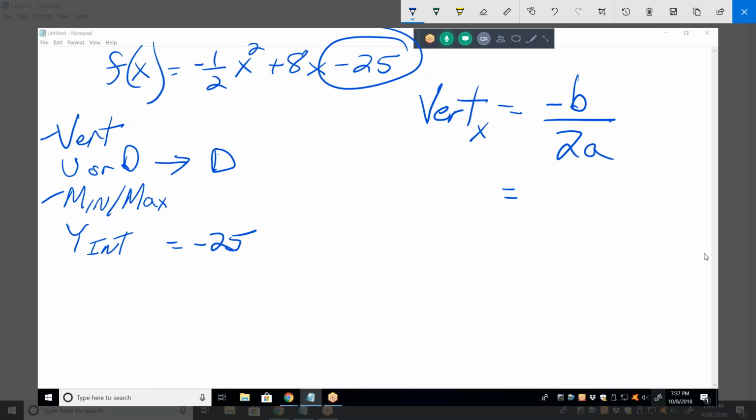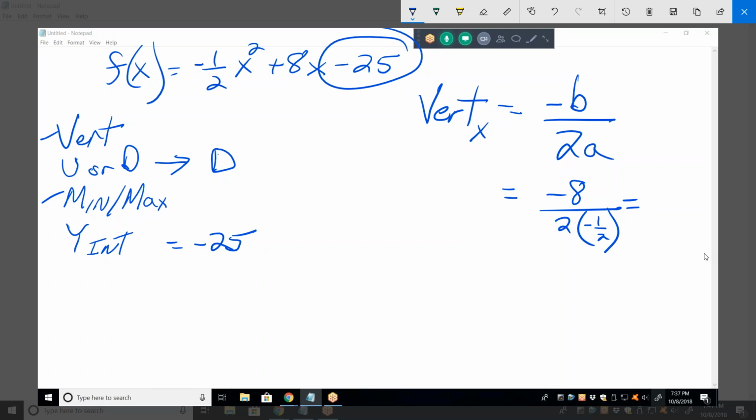So that would be 4, right? Start with, or no, give me the numbers. Don't do the whole thing in your head. That's a great way to make mistakes. So it'd be negative 8 over 2 times negative half. Okay, let's go ahead and write it out like this. What is all that equal to?